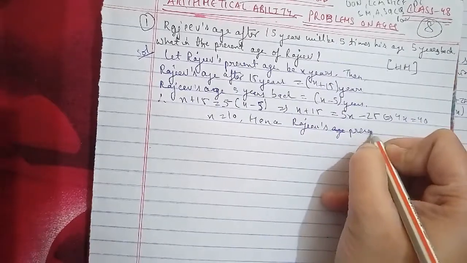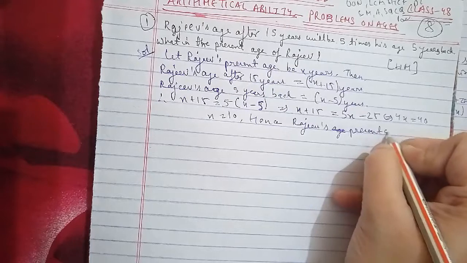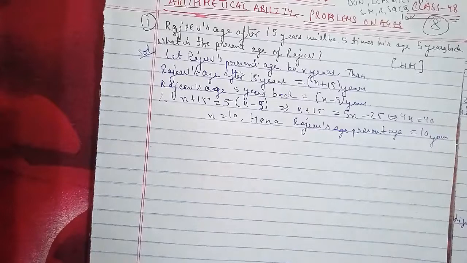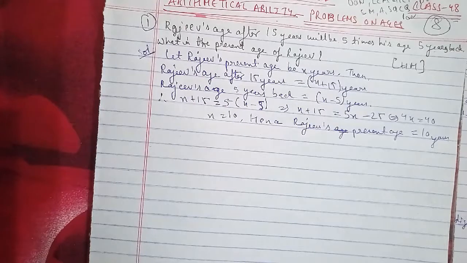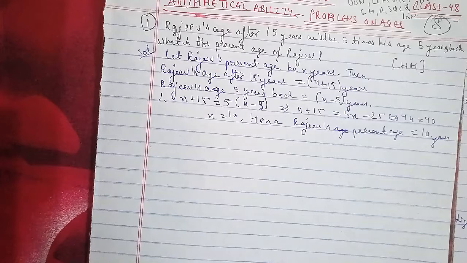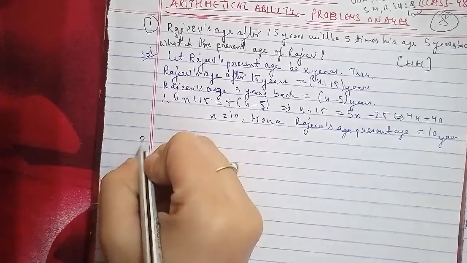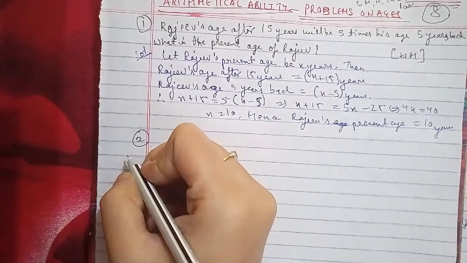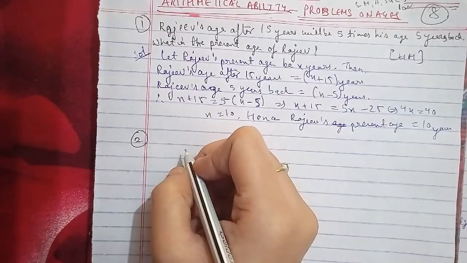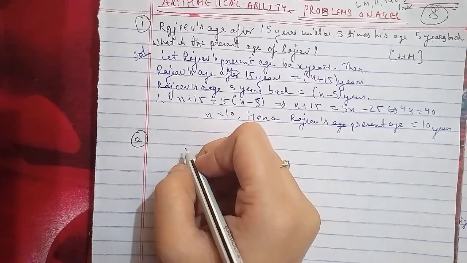We'll go ahead with the next question, which is the second question of the session. The question is, the ages of two persons differ by 16 years. If 6 years ago the elder one was 3 times as old as the younger one, find their present age. This was also asked in the AAO examination paper, and that is also an important one. We'll go ahead.